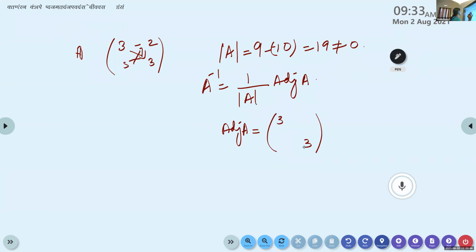We have to interchange the diagonal elements, the main diagonal, principal diagonal. Okay. Change the sign of the other two elements. Okay. So we'll get minus 5, 2. So this is adj A. Therefore, what is A inverse? 1 by 19 into 3, 2, minus 5, 3.